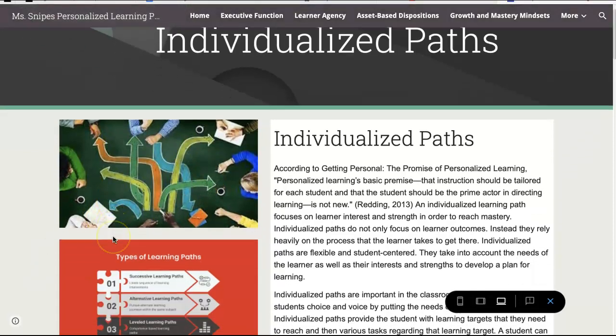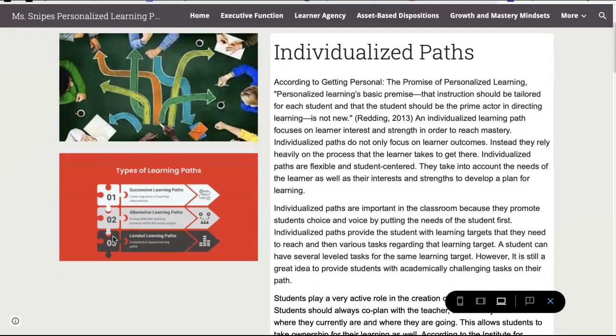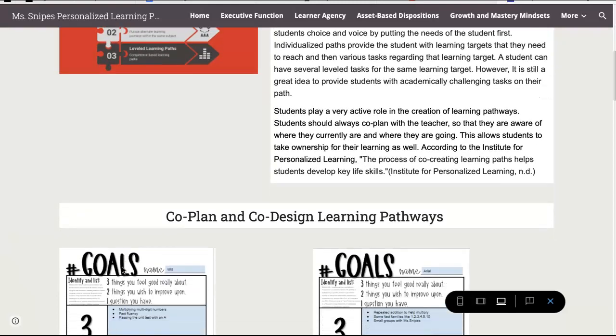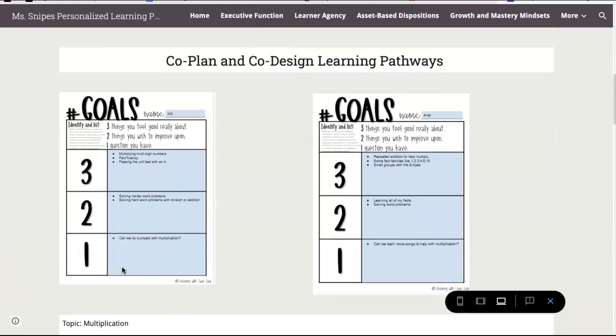In my classroom, students have individualized learning paths. Sometimes this is done in small groups, so a small group may have the same learning path, or sometimes this is truly done individually. It just depends on the learning target, but most times we're working on both ways. I co-plan and co-design the learning targets with students. I have them set goals.